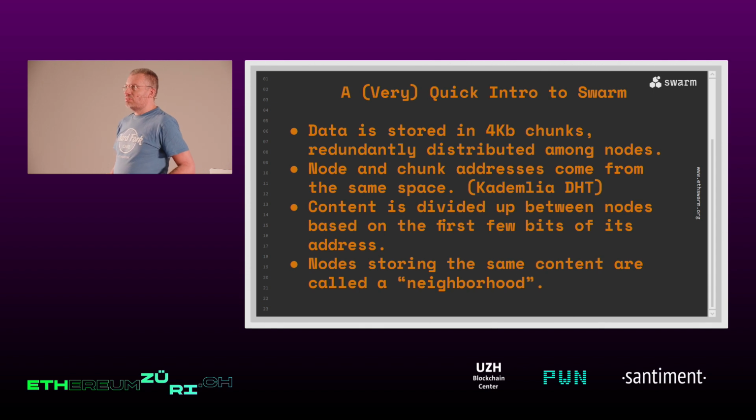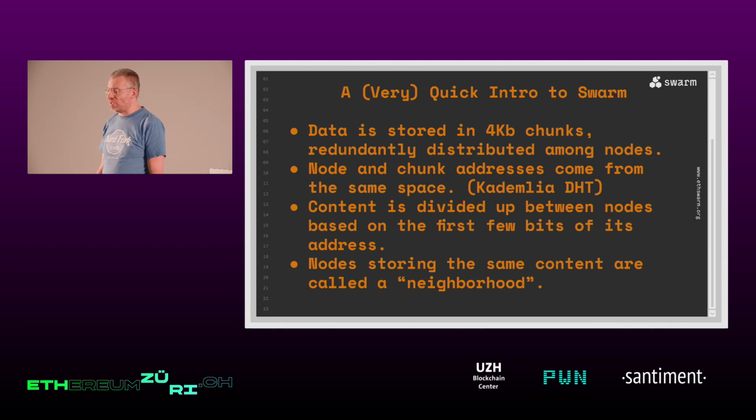So here's a quick overview of how Swarm works. Very, very superficial introduction. All data is broken up into small 4-kilobyte chunks. They are redundantly distributed among the nodes. It's all stored in a DHT, meaning that node addresses and chunk addresses come from the same namespace, and nodes actually store what is closest to them.